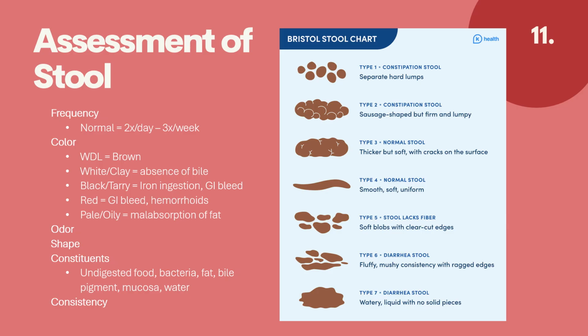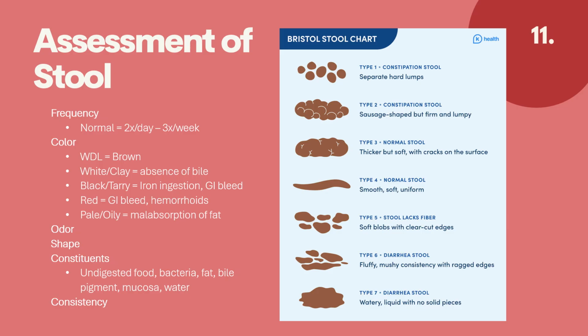Looking at the shape, sometimes if you have like a ribbon-like or pencil-thin shaped stool, that can indicate a possible obstruction or tumor or something that's causing the significant narrowing in that GI tract that's making that stool appear thin. And then small pellet-like, that can usually indicate possibly slow motility or dehydration.